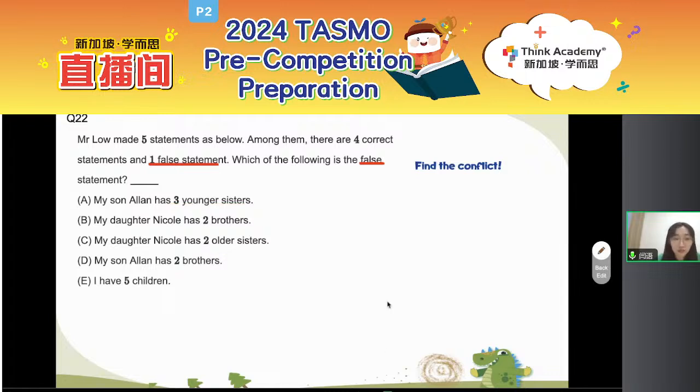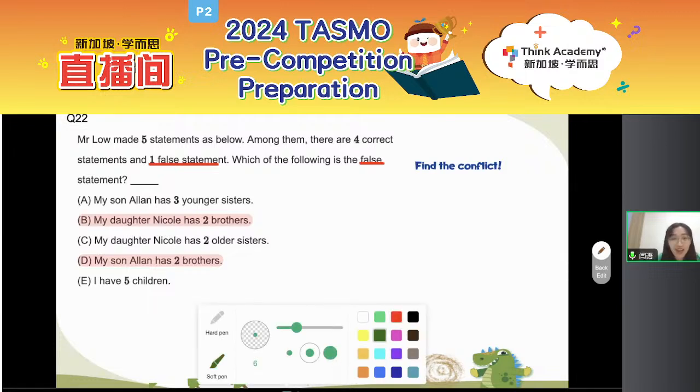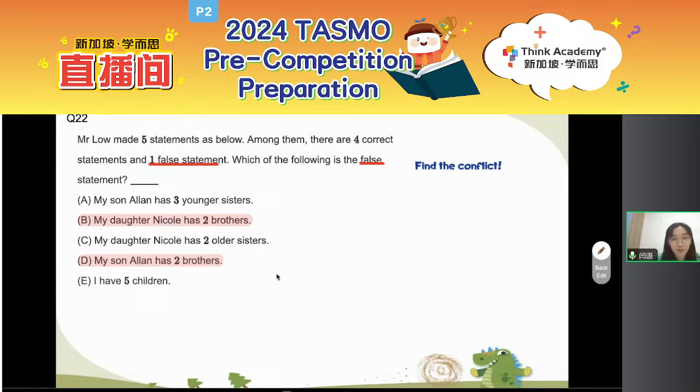So here let's have a look. What about the brother? My daughter Nicole has 2 brothers. And then here, my son Alan has 2 brothers. So here actually it is a conflict. Why? Because Alan is a boy, right? Okay, here, let me show you. To compare, usually we use the arrow to compare. So for the right part, that is the one who is elder. So now let's have a look.